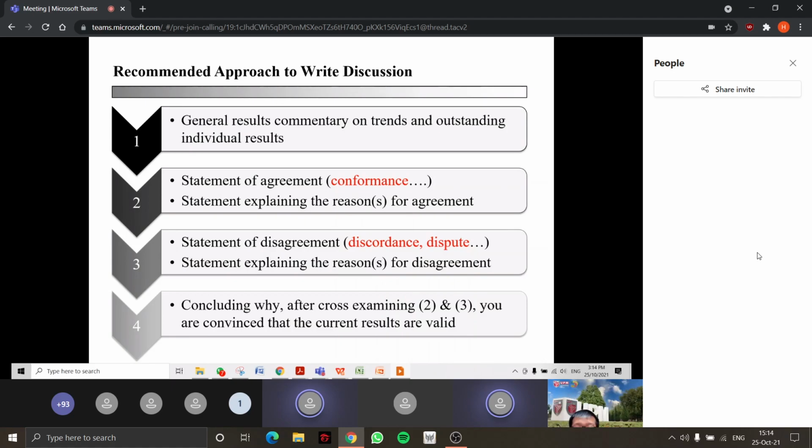And I also explained why your current results agree with the prior results. Then again, you cannot just simply talk about results that support you. You need to look for results that contradict you, or maybe at least explain it. Then comes the statement of disagreement.